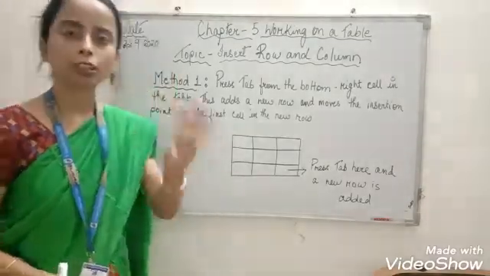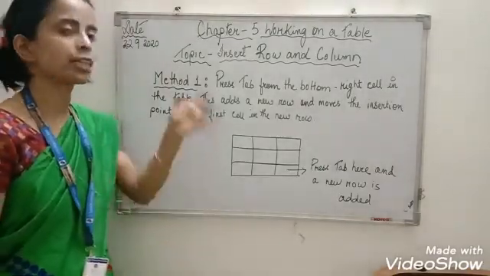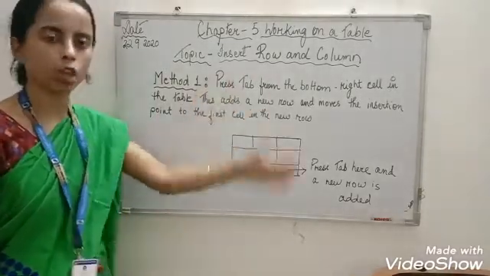So students, in today's class, I'll be explaining another topic from chapter number 5, working on a table. The topic is insert row and column.